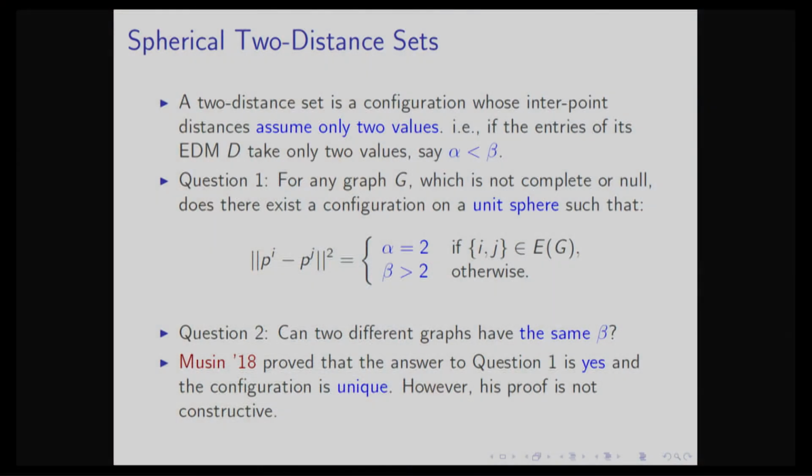However, his proof is not constructive and is really involved, and it's not transparent. So you cannot answer the second question because you don't know how to get beta or anything about beta. Using EDMs provides a very simple answer to both questions.